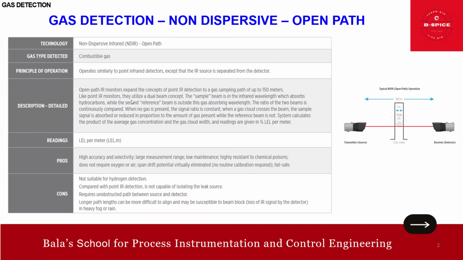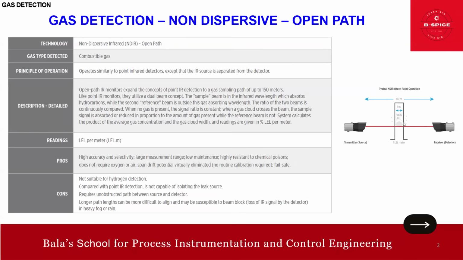Like the point IR monitor, they utilize a dual beam concept, meaning the sample beam is in the infrared wavelength which is absorbed by the hydrocarbon, and the second reference beam is outside this gas absorbing wavelength. The ratio of these two beams, the sample beam and the reference beam, is continuously compared. When no gas is present, the signal ratio is constant.